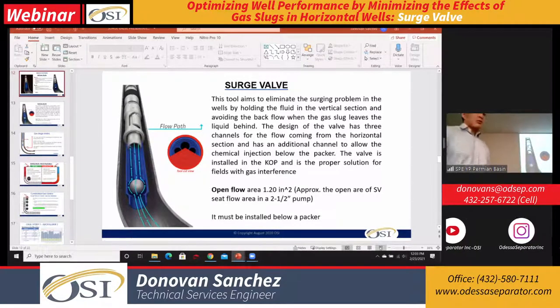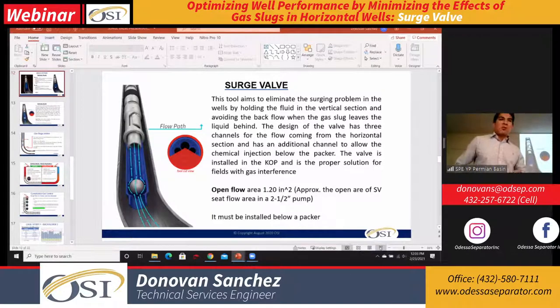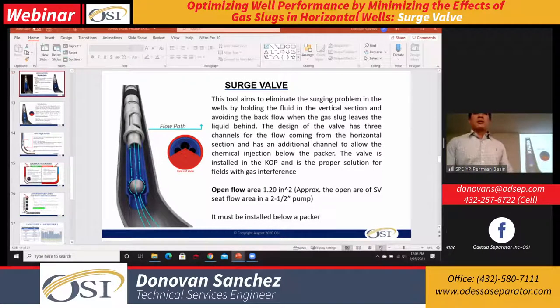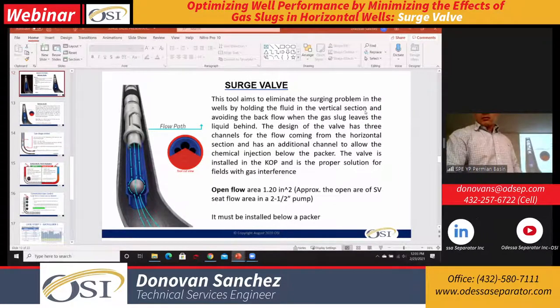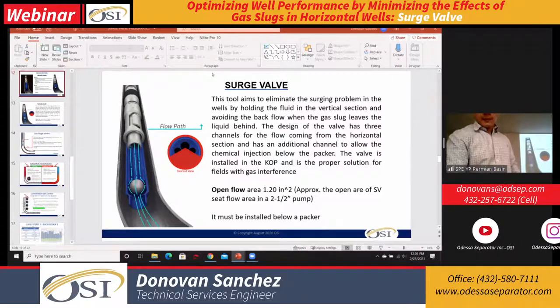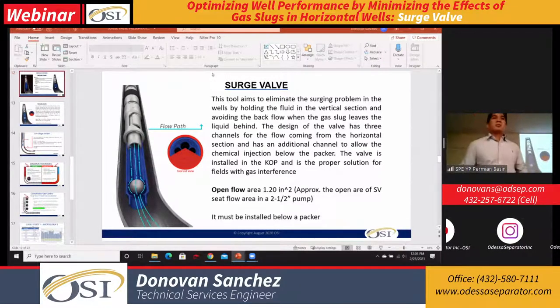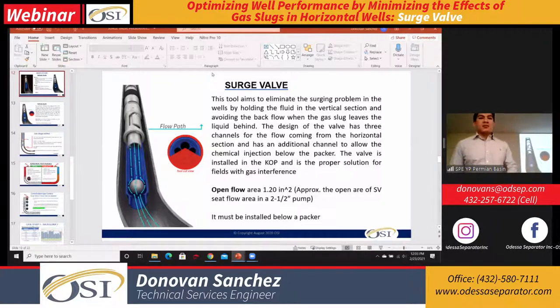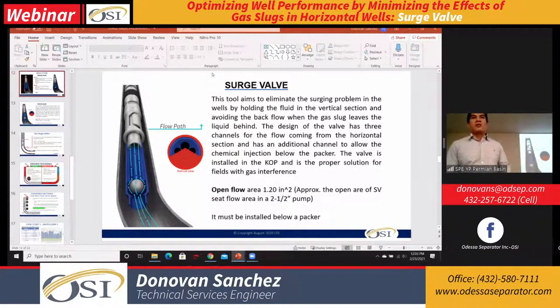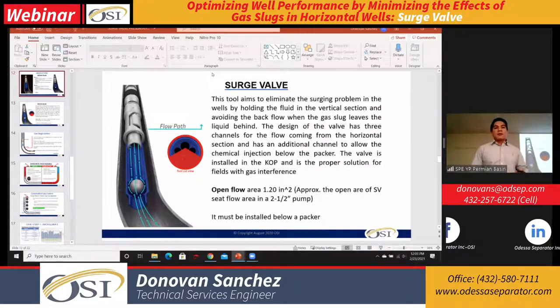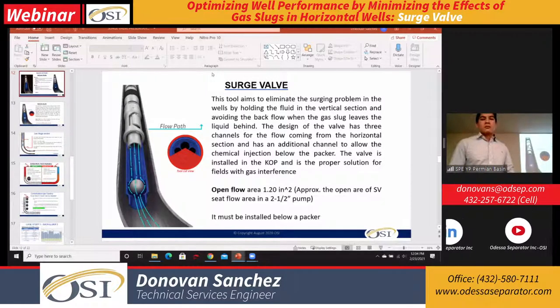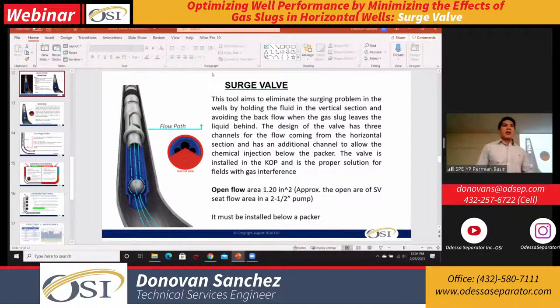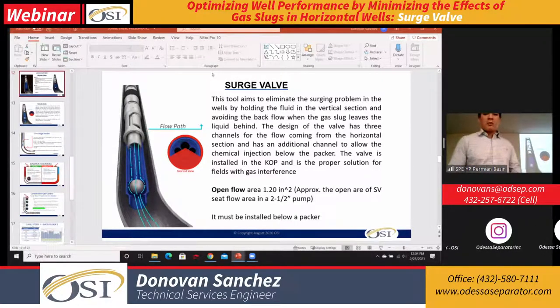Continuing with the surge valve tool, it aims to eliminate the surging problem of the wells that I was mentioning earlier by holding that fluid above the packer and also being able to put that big gas slug back into solution. You will see that the open flow area of the tool will be pretty similar to the standing valve seat flow area of a 2.5 pump, so this tool won't have any restriction for the production that you're going to be seeing in the well. So this tool will be able to produce. It's not going to slow anything down by you installing this tool. And it will be installed below a packer, so it'll help you with most of those wells.